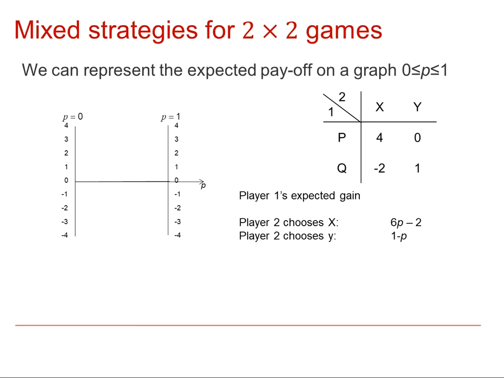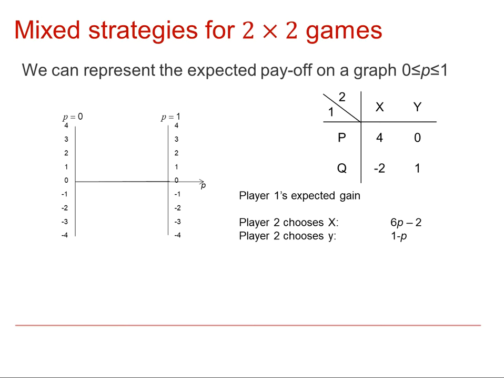We can represent those two possibilities on a graph. So you can see that our two expected gains are 6p minus 2 and 1 minus p for each of the different choices of player 2. We tend to do this on a graph where we've got probability on the horizontal axis, and the vertical axis is the gain to player 1. Because probability goes from 0 to 1, it's easier if you put two vertical axes in, one at p equal to 0 and another at p equal to 1. It then becomes very easy to draw these straight lines.